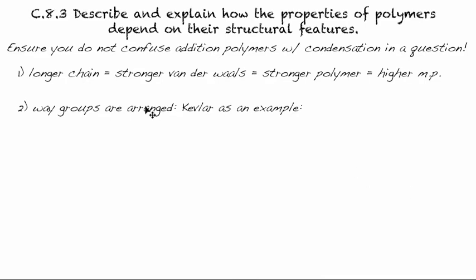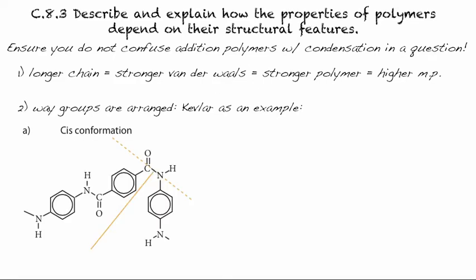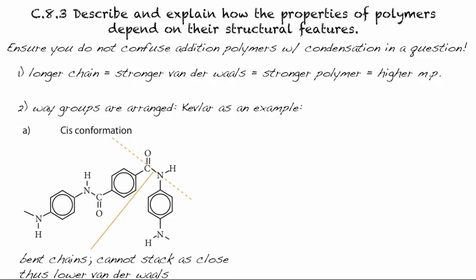So if we look at the way groups are arranged, there's another way we can think about how the properties are altered. If we look at Kevlar as an example, depending on how the polymers attach, we can end up with a cis formation, where if you draw a line of axes down the carbon-nitrogen bond, the benzene ends up on the same side. We call that cis. In that case, it will look a little bit different than if we had them as a trans.